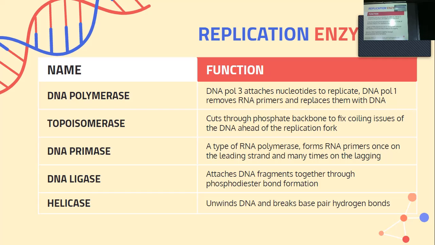DNA primase is a type of RNA polymerase, and it forms RNA primers on the leading strand once and many times on the lagging strand to start off the RNA polymer, because DNA polymerase 3 requires an RNA primer to start forming DNA. DNA ligase attaches DNA fragments together through phosphodiester bond formation, which it catalyzes. And finally, helicase unwinds DNA and breaks base pairs with hydrogen bonds.